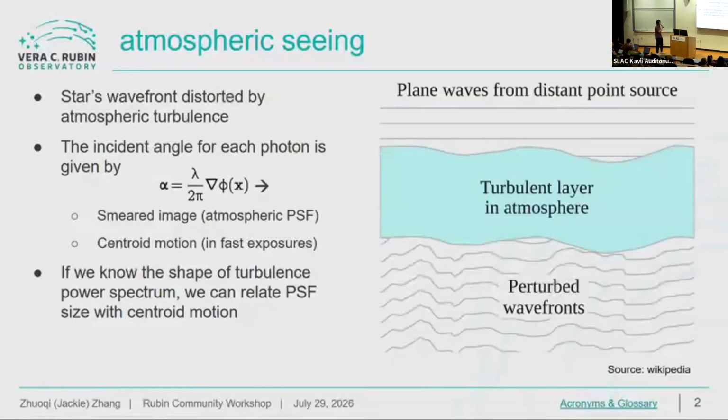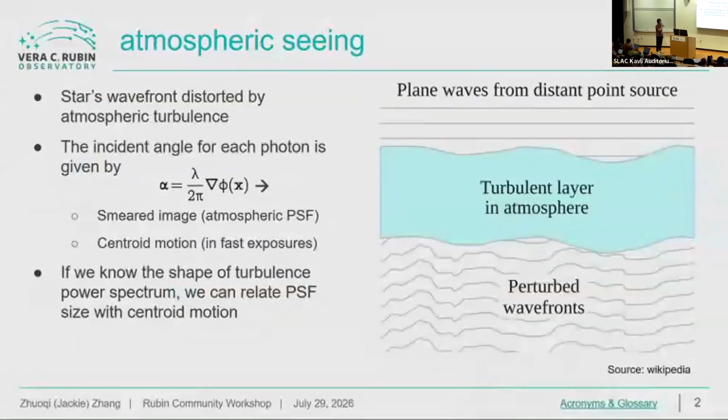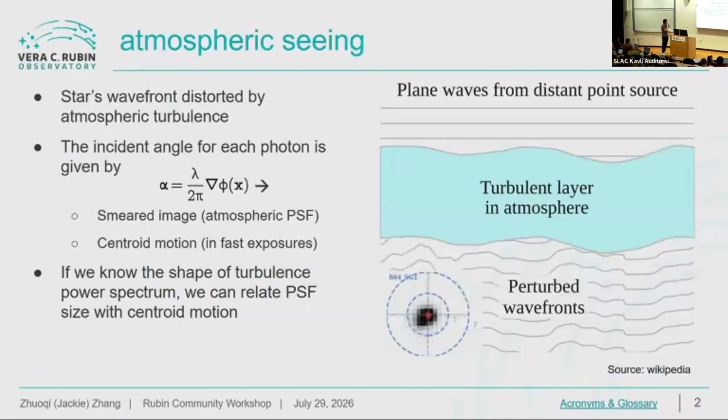This has two effects. The first is that it smears the images, famously known as the atmospheric PSF. The other effect is that if you take continuous, fast exposures of a star, for example here, taken from the guider sensor, you can see the star jumping around between consecutive frames. This is known as the centroid motion. It turns out that if we know the shape of the turbulence power spectrum, then we can infer the atmospheric PSF size from this centroid motion.